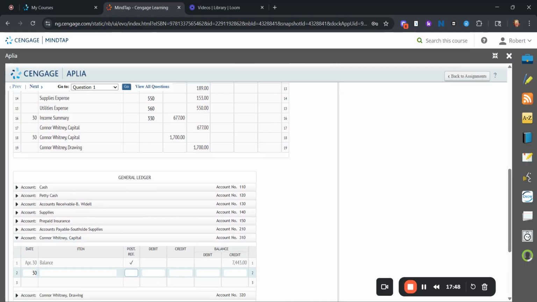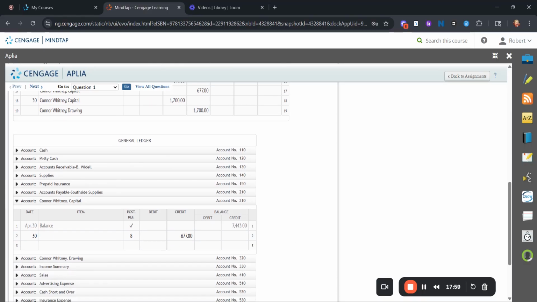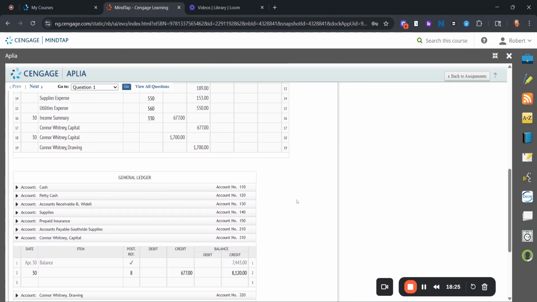The 30th. 8. 677 credit. So now we got a previous balance. That was a credit balance. So a credit balance. 7443 plus 677, 8120 in the capital account. That's account number 310.